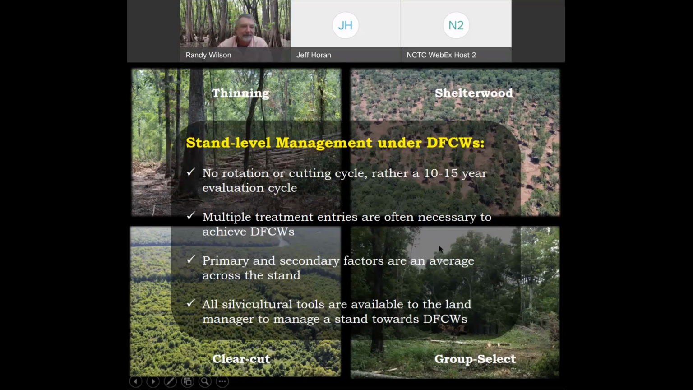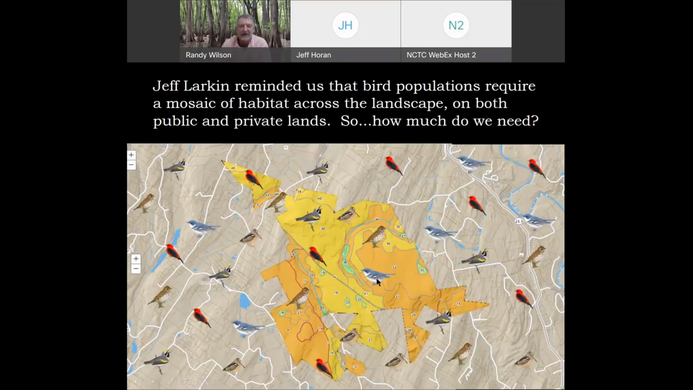Slide, map of birds. And so last month, Jeff Larkin reminded us that bird populations require a mosaic of habitat across the landscape. So how much of that do we need? And this was a question we got early on from our managers when we were going through the early stages of developing this. So I'm a manager on a refuge, and so, well, how much of that do you want or do you need, to support wildlife?